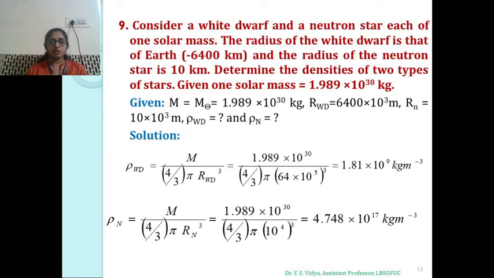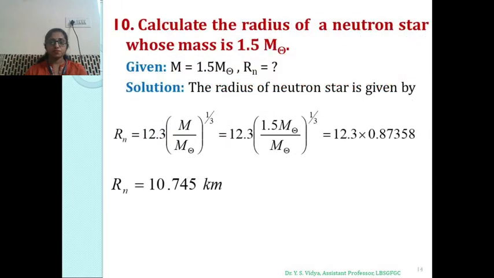We have to calculate the density of the white dwarf and the density of the neutron star. The density of the white dwarf is given by M divided by 4/3 pi times the radius of the white dwarf whole cube. Just substitute these values, we get 1.81 × 10^9 kg per meter cube. And the density of the neutron star is given by the same thing. Here we have to replace the radius of the white dwarf with the radius of the neutron star, and by substituting the radius of the neutron star as 10^4 whole cube, we get 4.748 × 10^17 kg per meter cube.